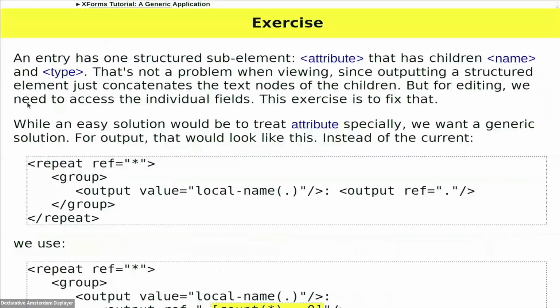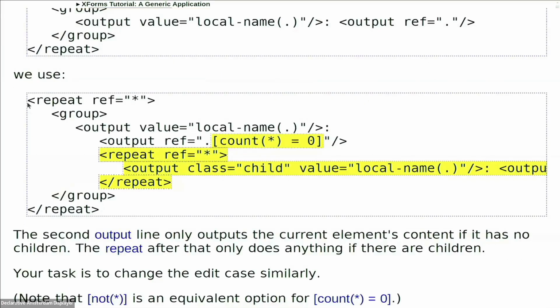So this is the exercise. This is now looking at the view element. We've got repeat over the sub-elements of an entry, and we output the local name and its value. What we can do is this.